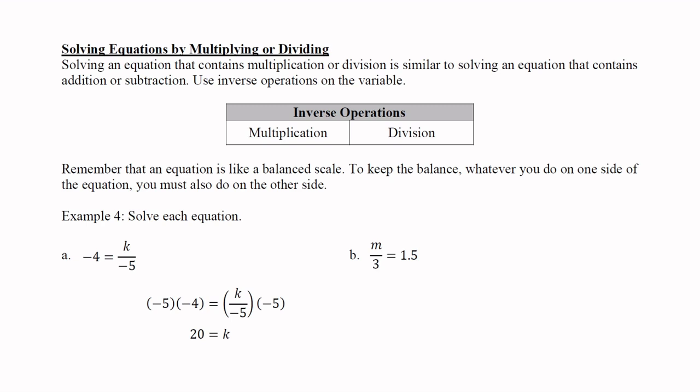For b, we have m divided by 3. So to get rid of the 3 on the bottom, because we're dividing, we're going to multiply by 3. Multiplying each side by 3 gives us m on the left-hand side. 3 times 1.5 gives us 4.5 on the right-hand side.